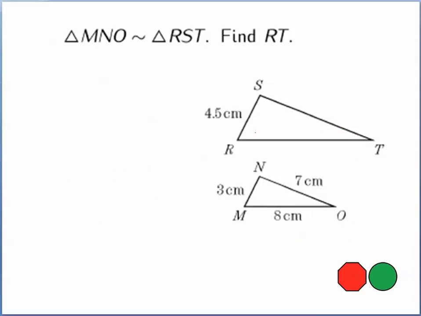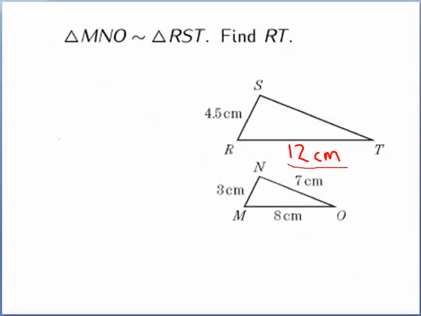All right, triangle MNO is similar. That's what this little thing right here means, they're similar to the triangle RST. And then it says find the length of RT. In other words, how long is that? Click on the stop sign, see if you can figure it out. Okay, we'll take a look. Well, if you got 12 centimeters, you're doing it right.